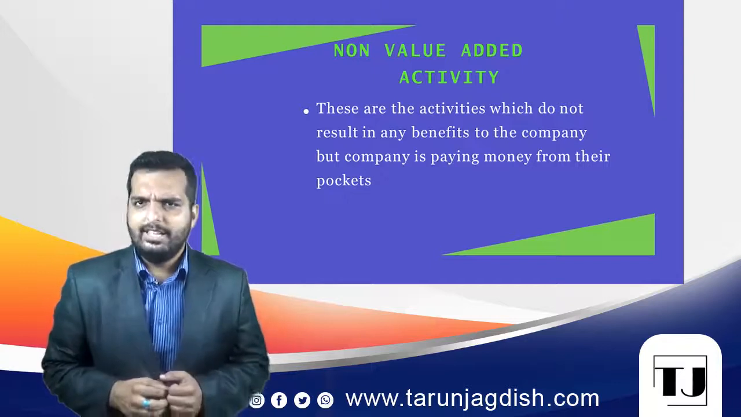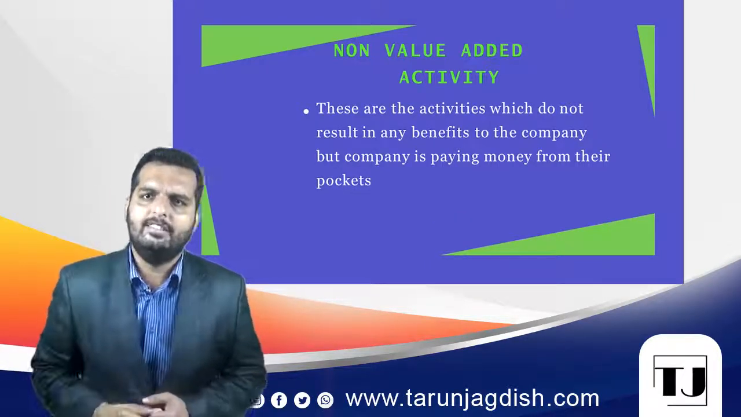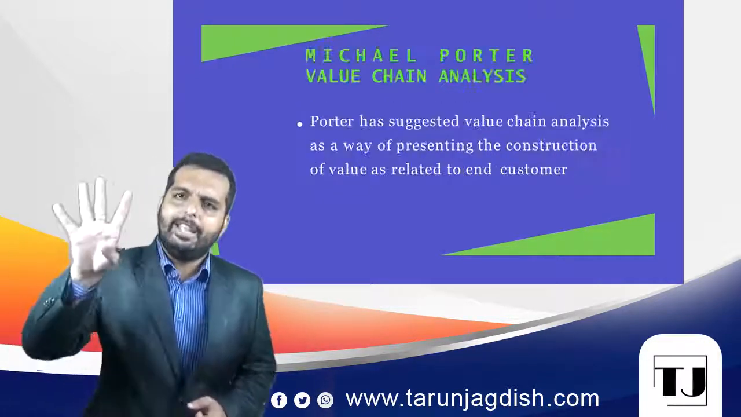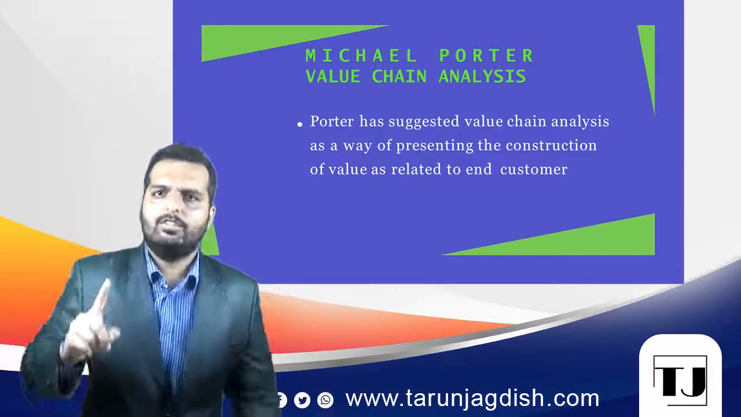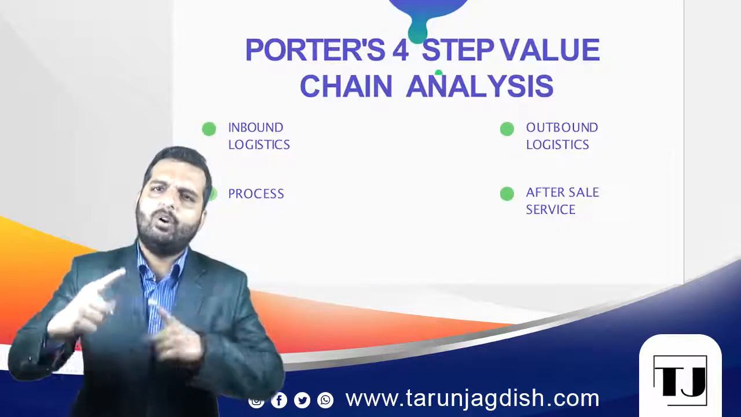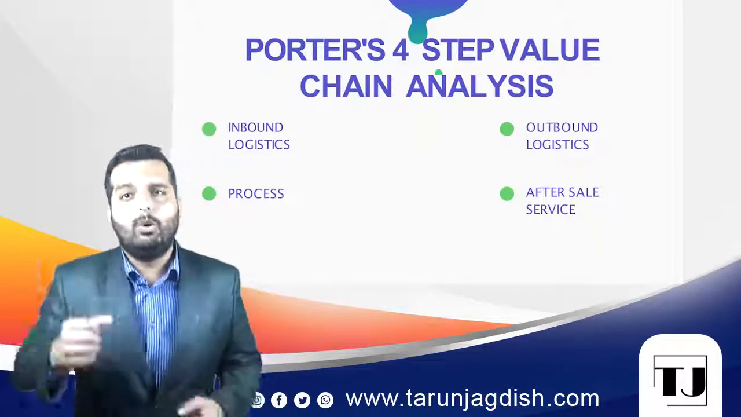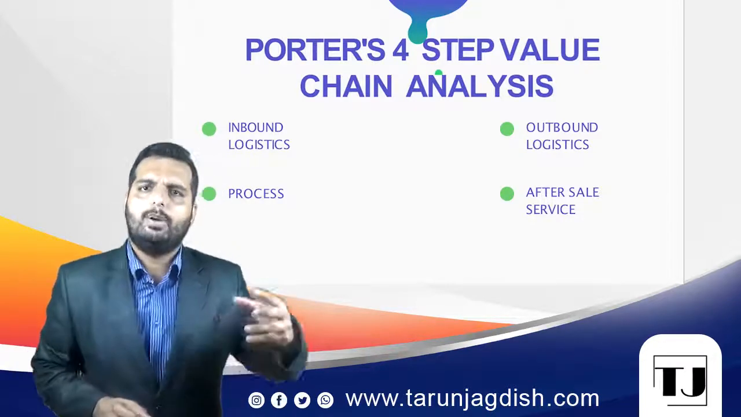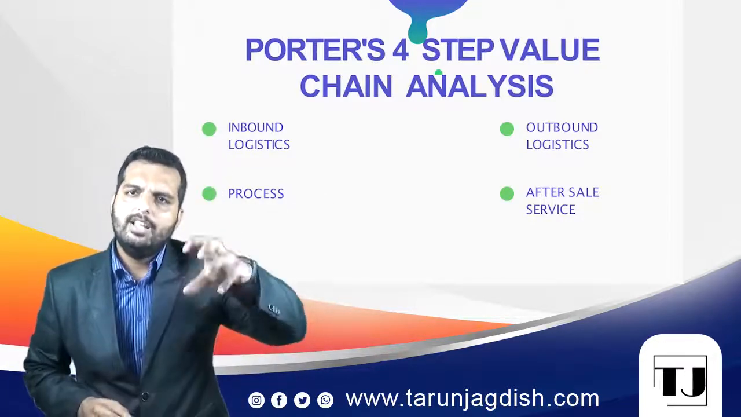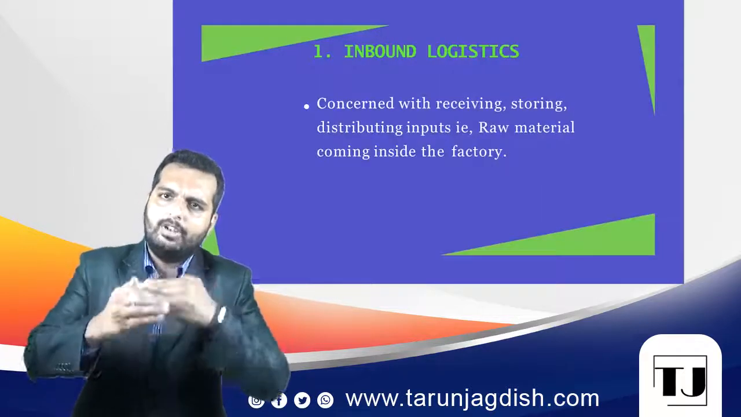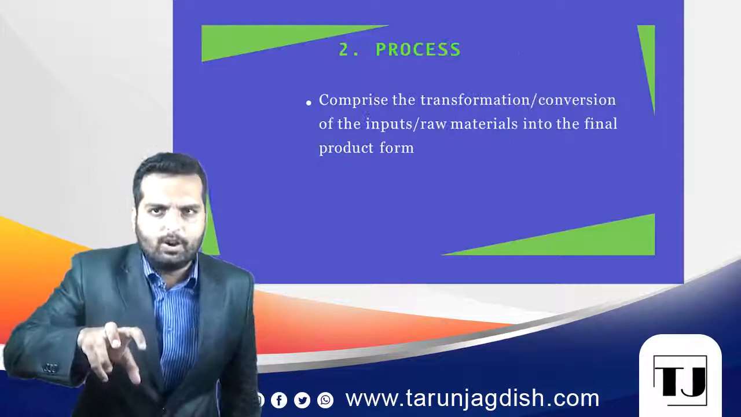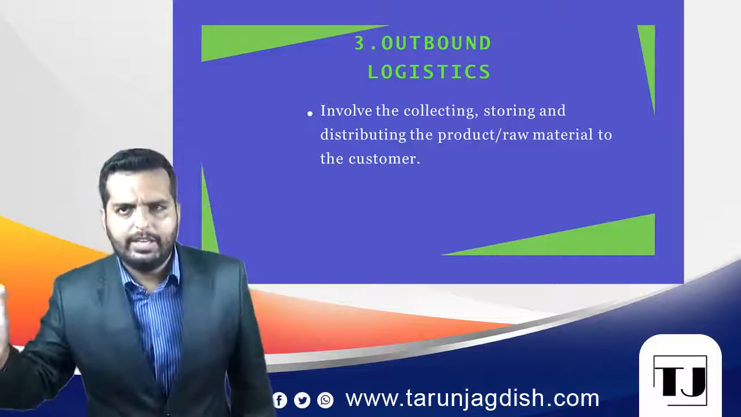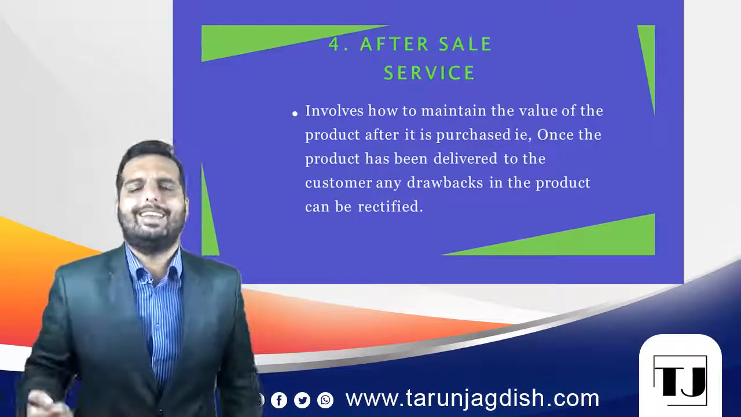For this, the most popular value chain analysis is what we call Porter's value chain analysis. Porter has created a mainly 4-step value chain analysis. One is called inbound logistics. The second is called process. The third is called outbound logistics, and the last is called after sales service. I repeat, inbound logistics is where raw material is coming inside the factory. Process is where you convert this raw material into finished goods. Outbound logistics means taking the finished goods and delivering them to the customer. And the last step is called after sales service. Once you deliver the product, if there are any drawbacks in the product, you can go and rectify them.